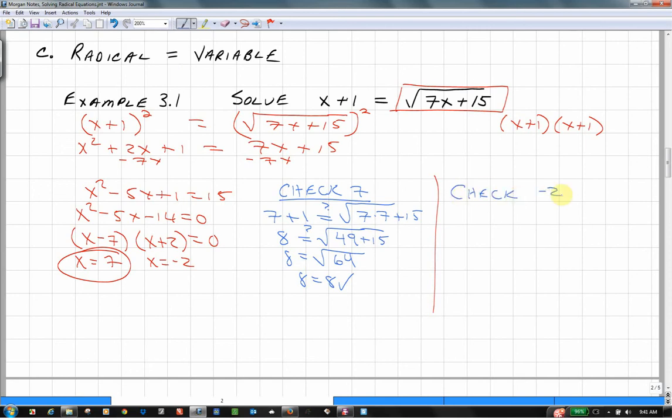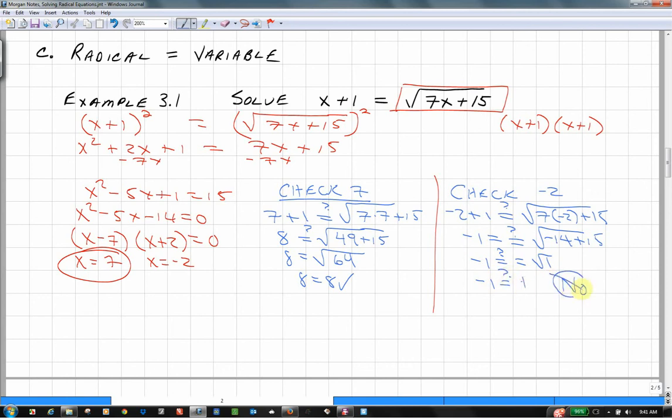Okay, so plugging a negative 2 in, I get negative 2 plus 1. Is that equal to the square root of 7 times negative 2 plus 15? That's going to be negative 1. Is that equal to the square root of negative 14 plus 15? Negative 1, is that equal to the square root of 1? Negative 1, is that equal to 1? No.